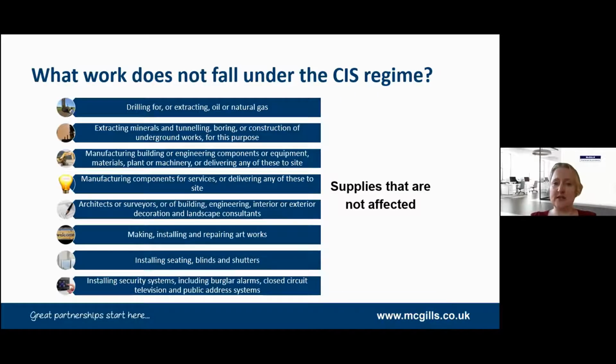So the work that doesn't fall under the CIS regime, for all of you keen drillers or extractors of oil and natural gas, and minerals, nor will manufacturing building or engineering components or equipment, materials, plant or machinery, or delivering any of these to site, manufacturing components for heating, lighting, air conditioning, ventilation and power supply, etc.